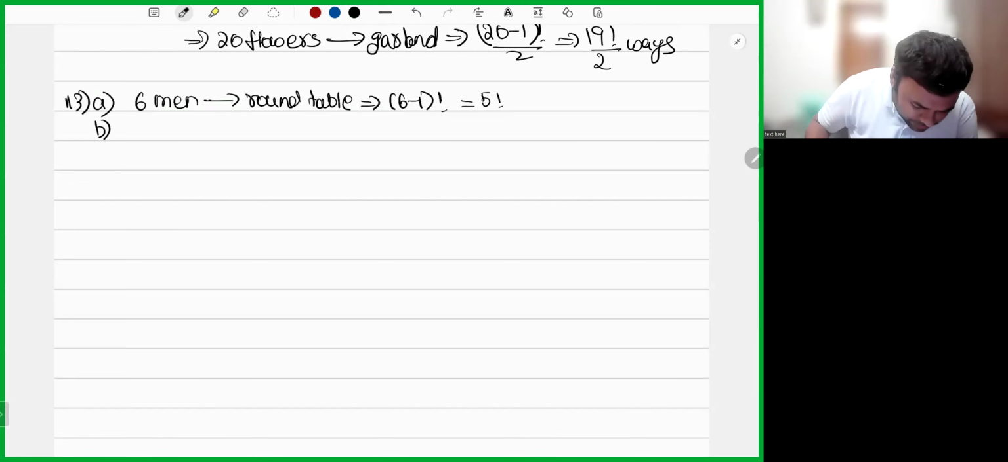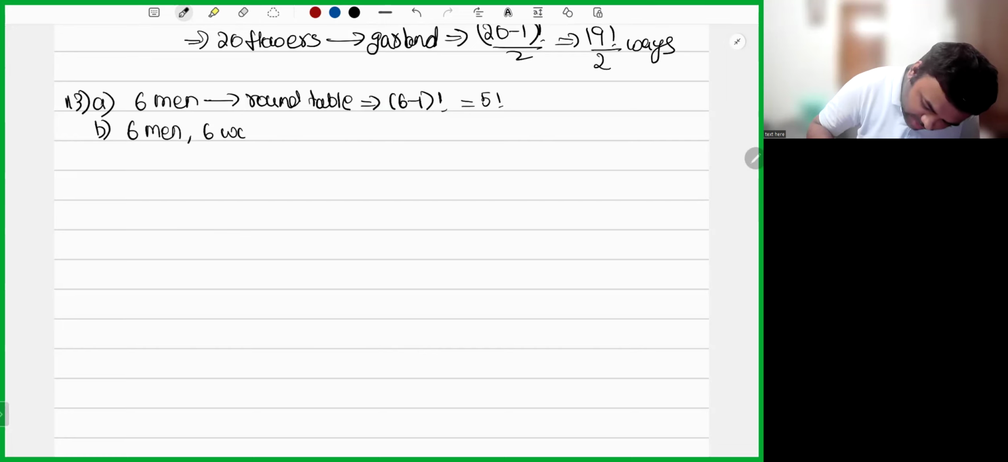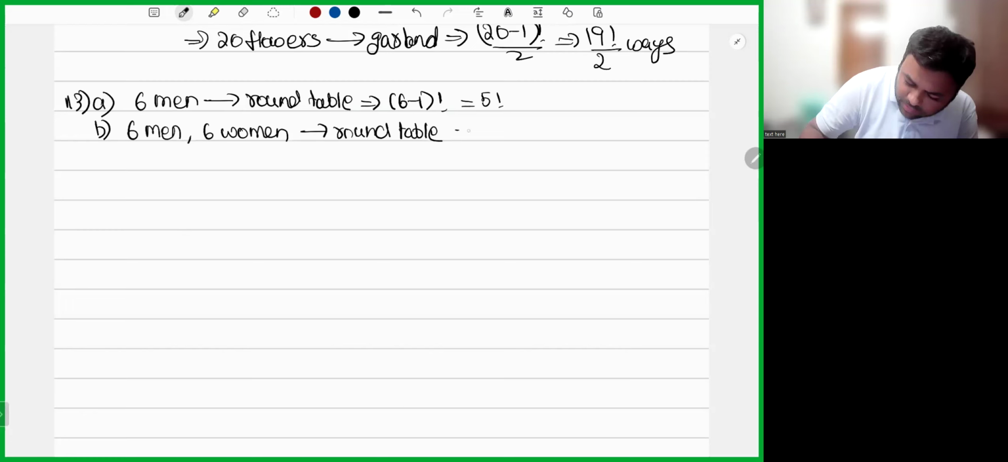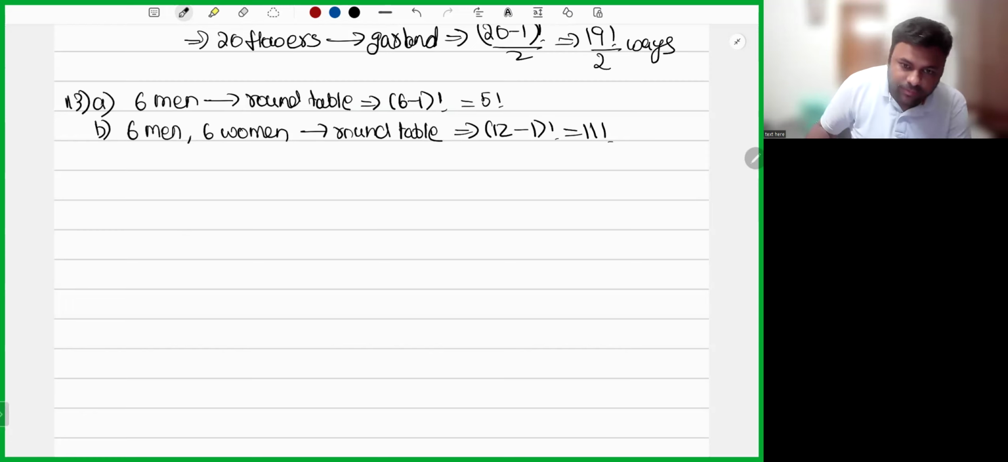Next, point number B. 6 men are there, 6 women are there. You need to form a round table. How will you form it? Again, the same: 12 minus 1 factorial, which is 11 factorial.